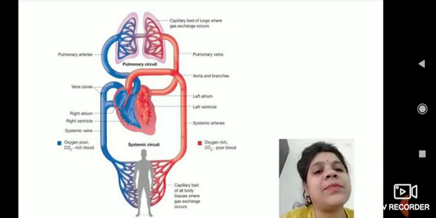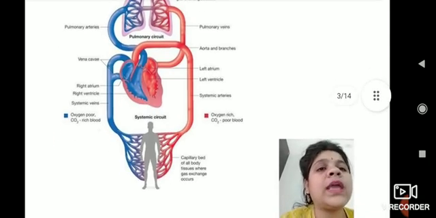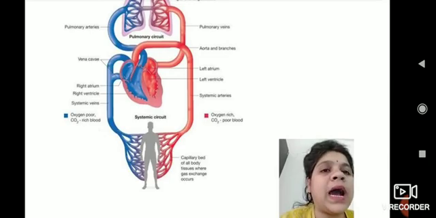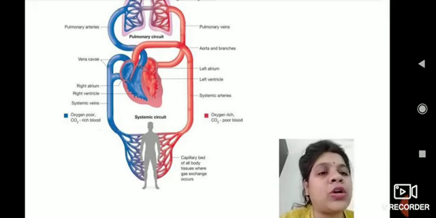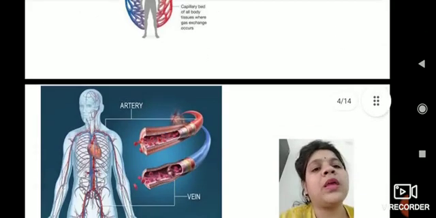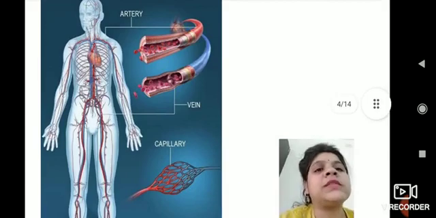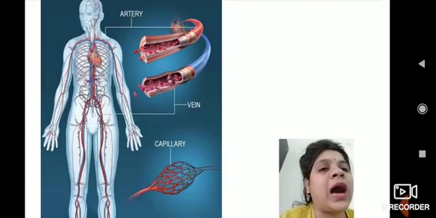And the systemic circuit starts when the oxygenated blood is pumped by the heart to the body, and the body receives the oxygen and gives the carbon dioxide in exchange. By the help of veins, this deoxygenated blood reaches the heart. This is the systemic circuit. It is what? Double circulatory system. The circulation system is completed by the help of arteries and veins.